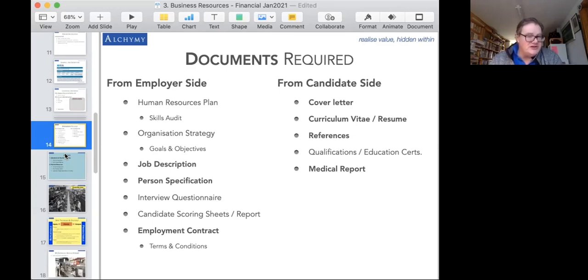And the job description is about the skills and the things that have to be done, etc. But the personal specification, that's who we want. And that's, really, if you think about it, a description of the ideal candidate and their attitude and their communication skills, etc. So that enables us to get the right people in place.